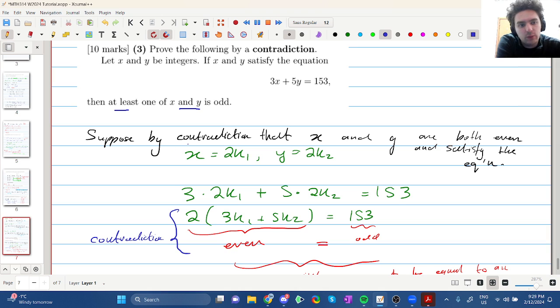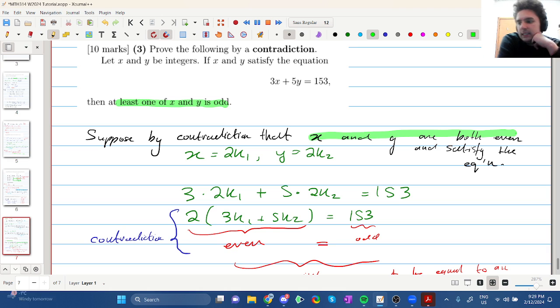Right? So this is what I suppose, the opposite, the inverse of this, for contradiction. It's really that starting line that's kind of the hardest part. Okay, thank you. No problem.